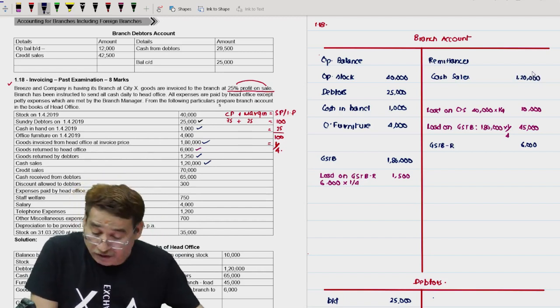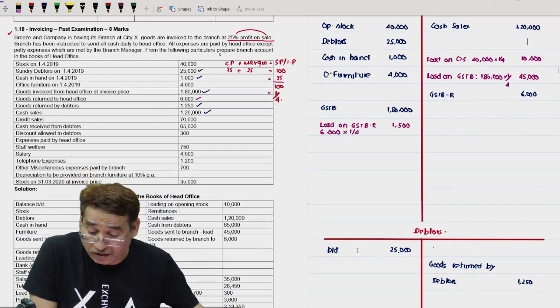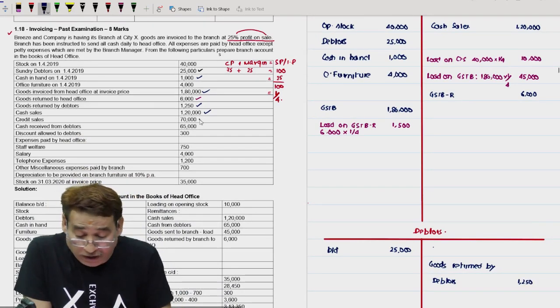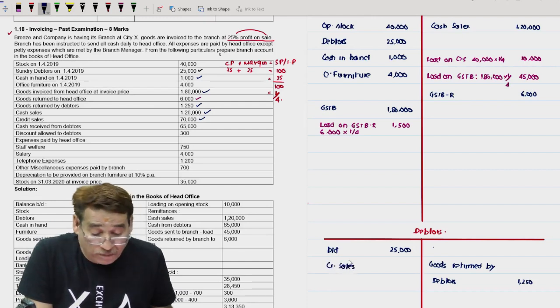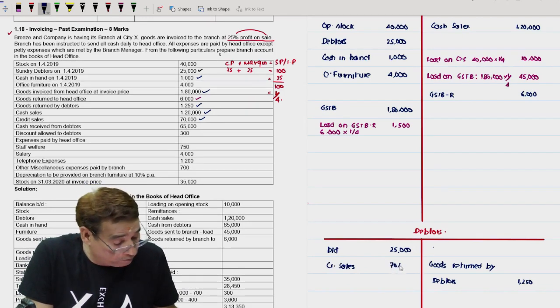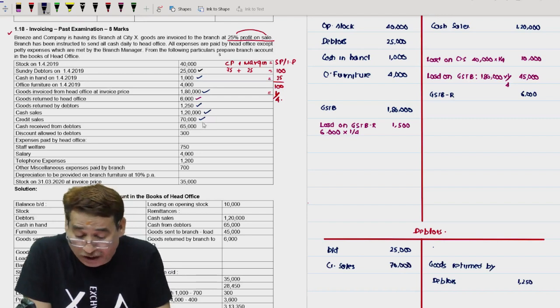Then we will take the credit sales, and we know that credit sales find place only in the debtors account. Credit sales are never ever written directly in the branch account. Amount of credit sales is equal to 70,000. In the debtors account, I will write 70.